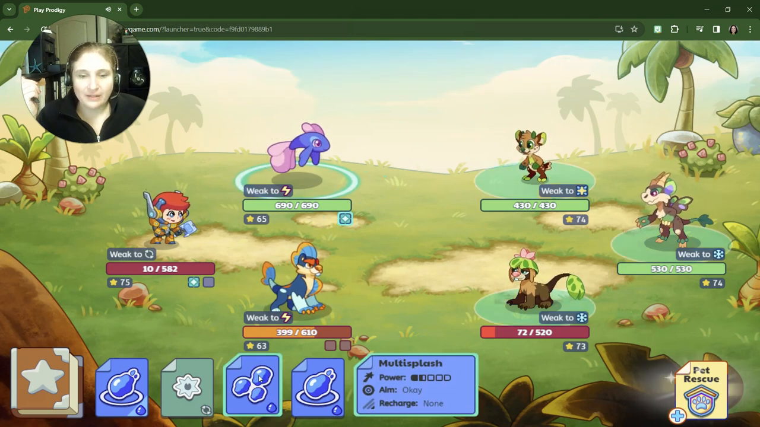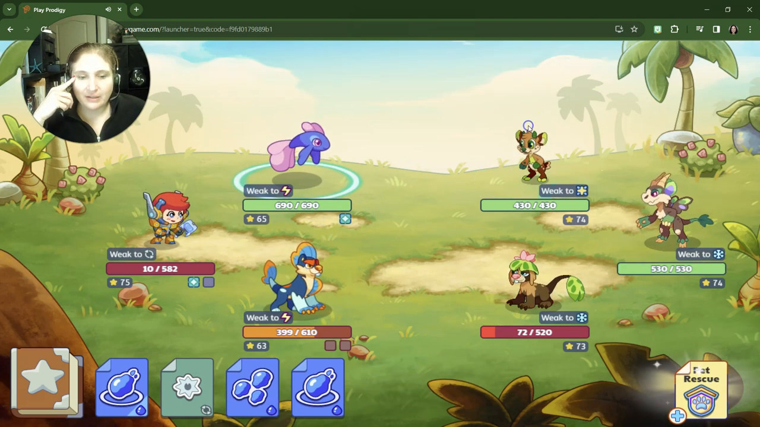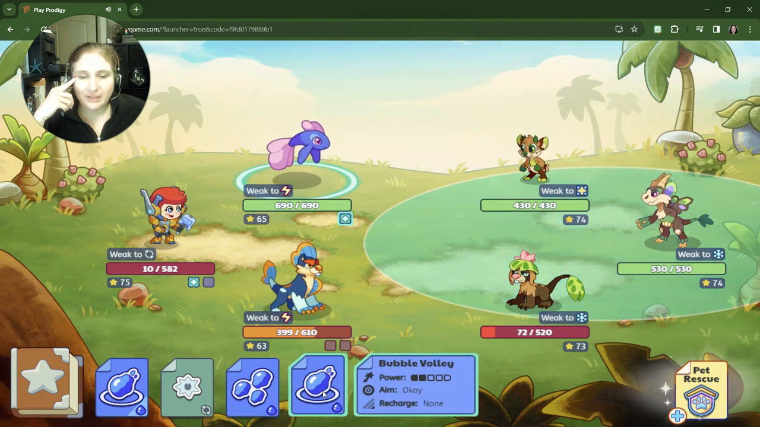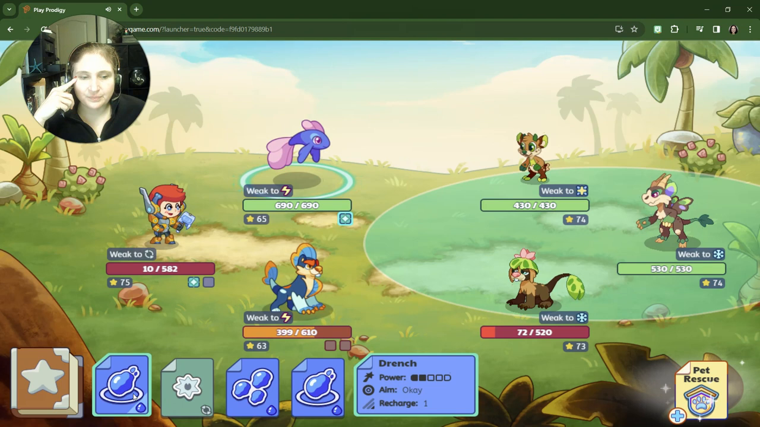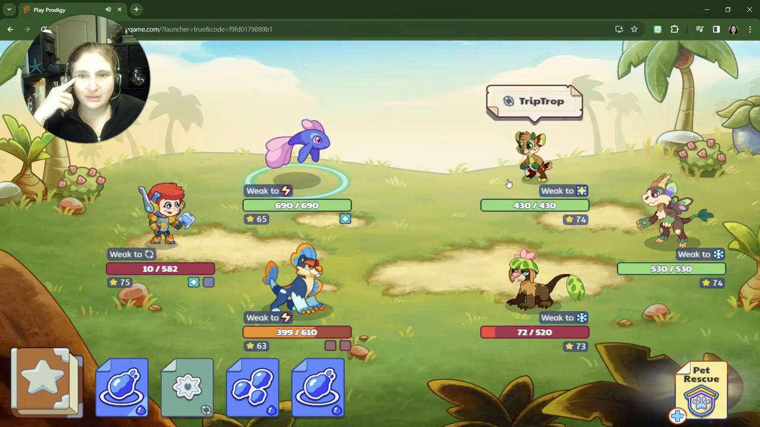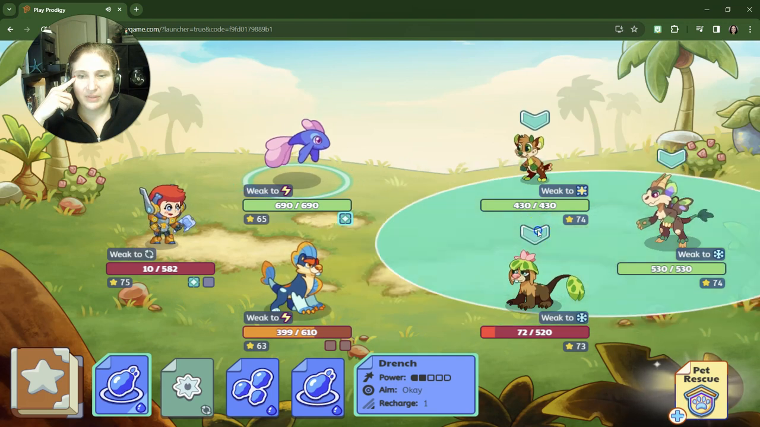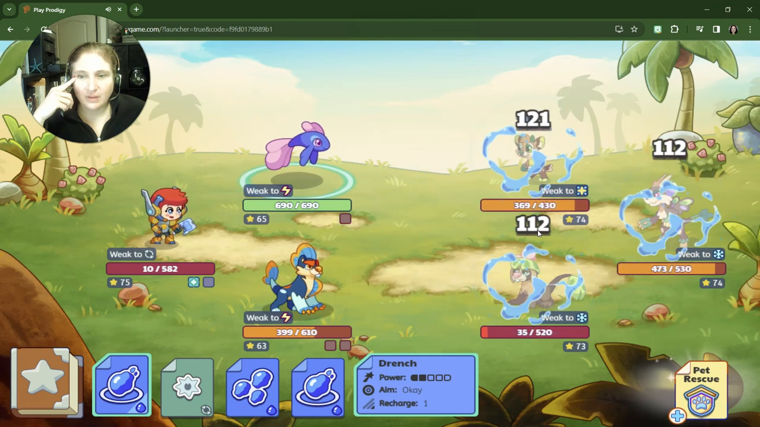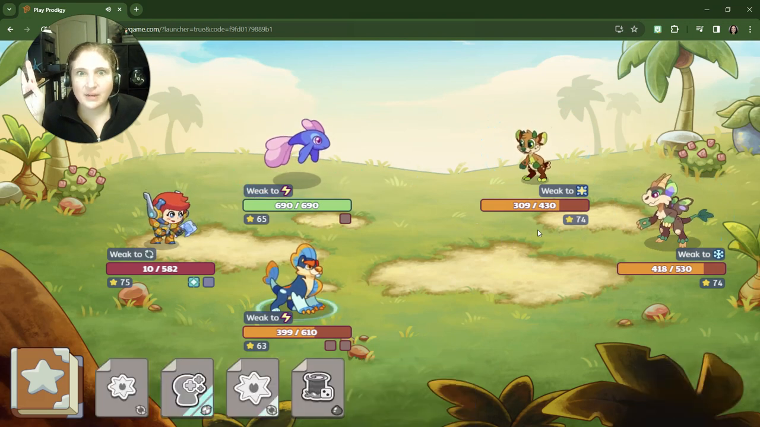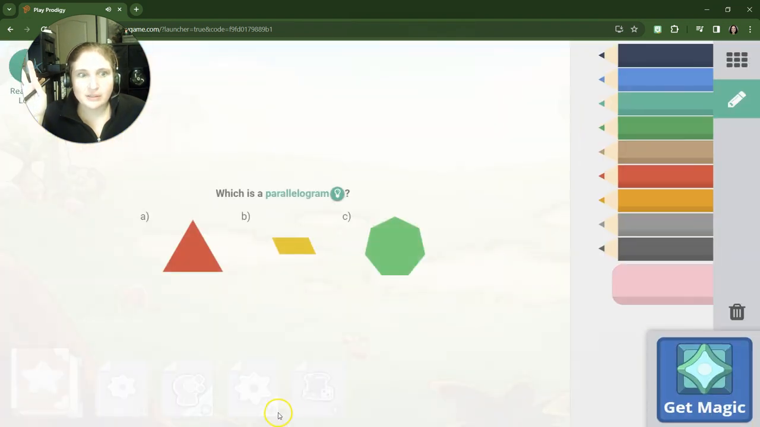All right, we got to do some major damage right here. Trip trap? No, that's not going to be enough. Let's do that one. Am I missing? Well, at least we're fighting one less, but I think Devin is going to be gone pretty soon.